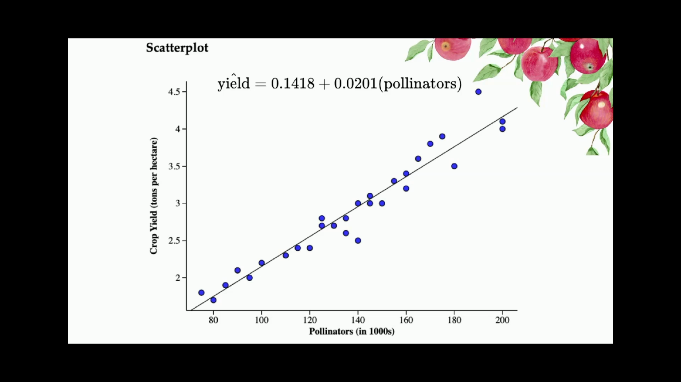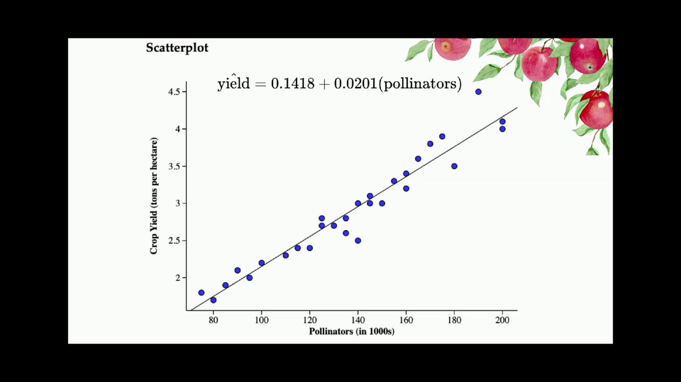Extrapolation happens when we make predictions outside of the range of data. For example, predicting crop yield for 300,000 pollinators would be extrapolation, as it goes beyond the 200,000 pollinators we have in our data set.